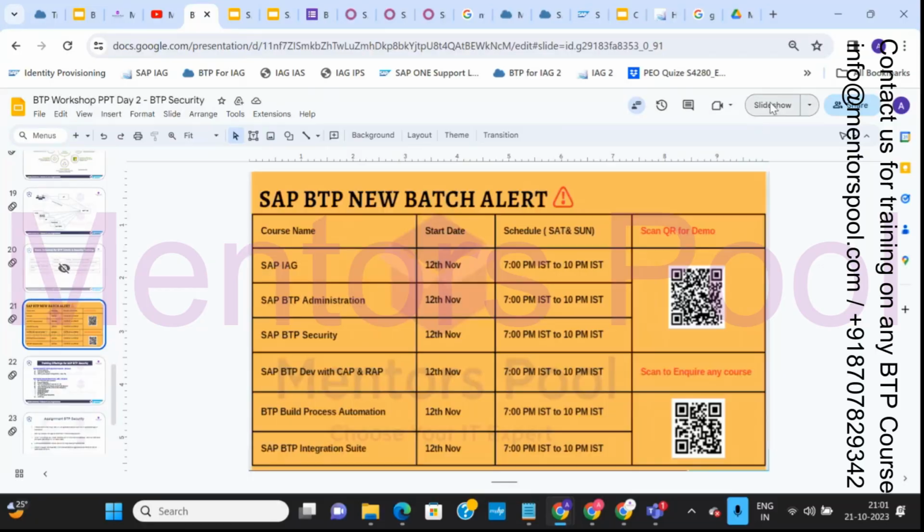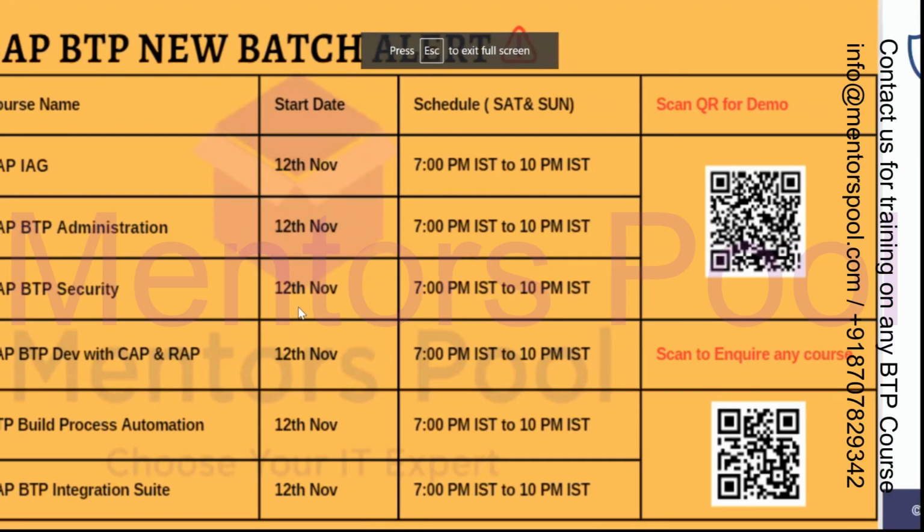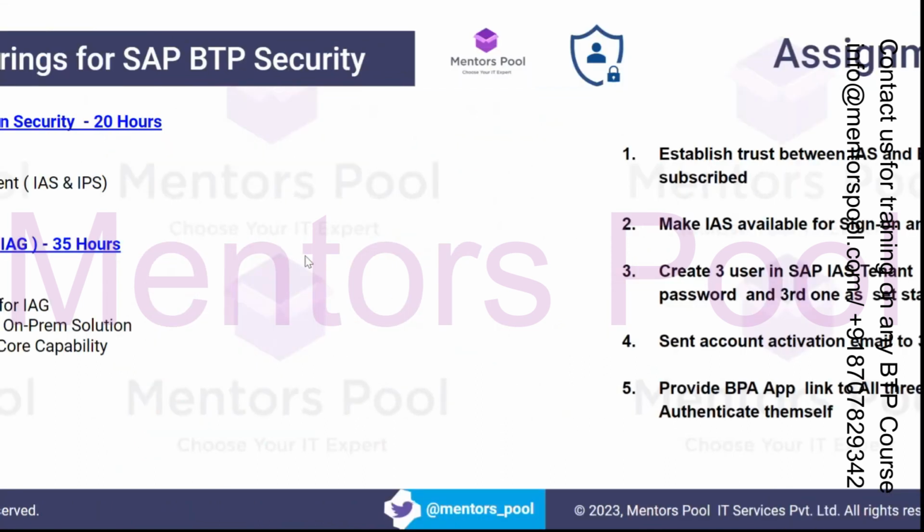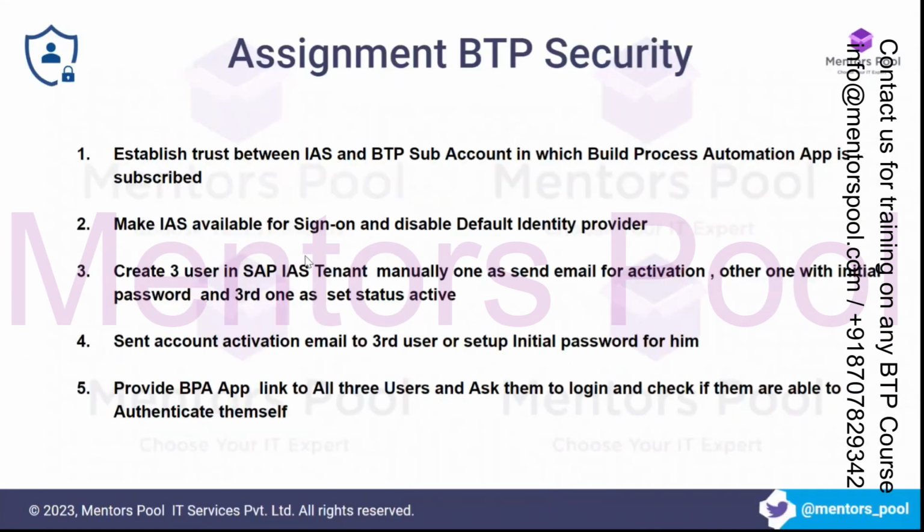So these are the batches, and this is the content which I showed you already, and this is your assignment for today. You can create a trial account. In the trial account, you will get IAS for free. You can do this.